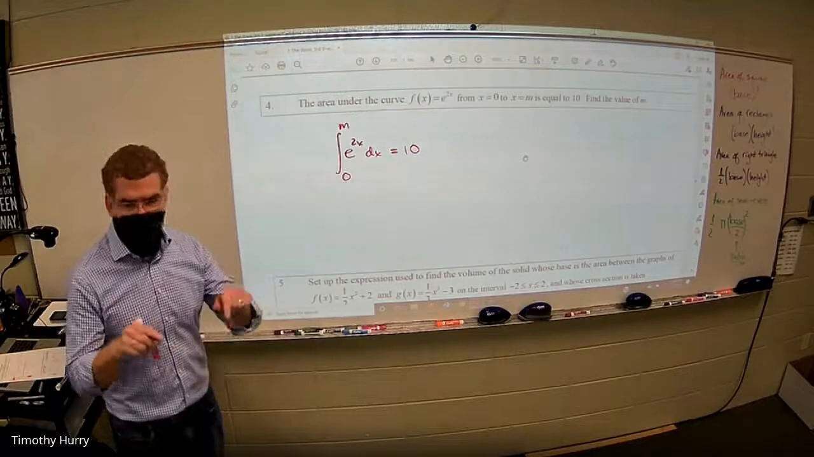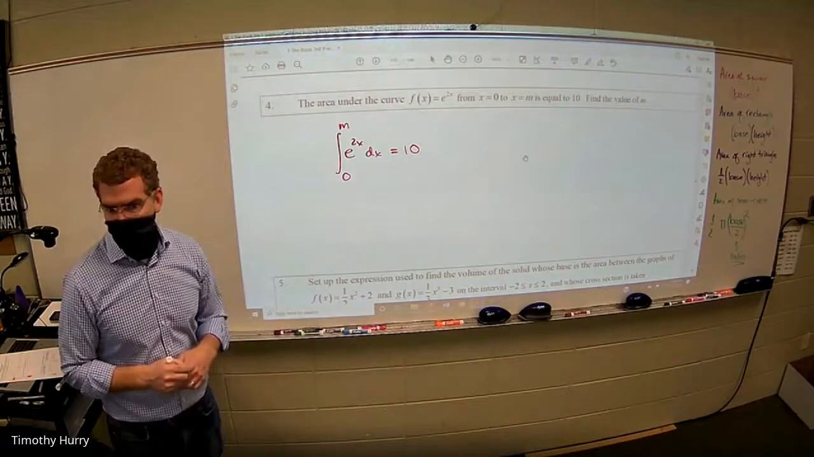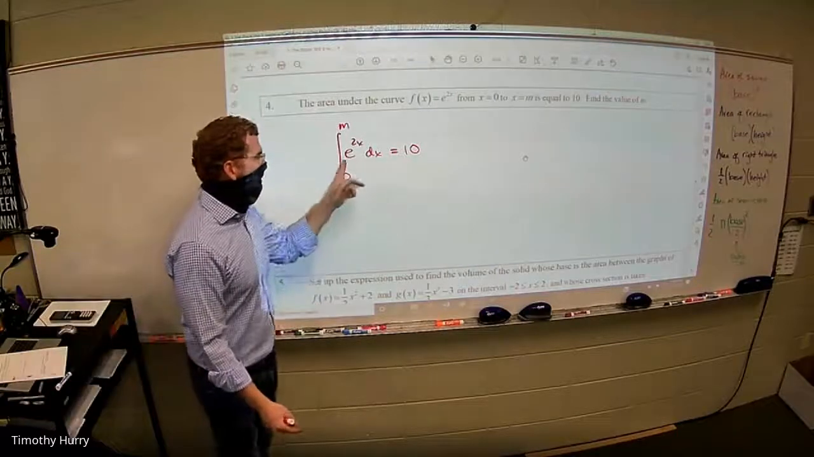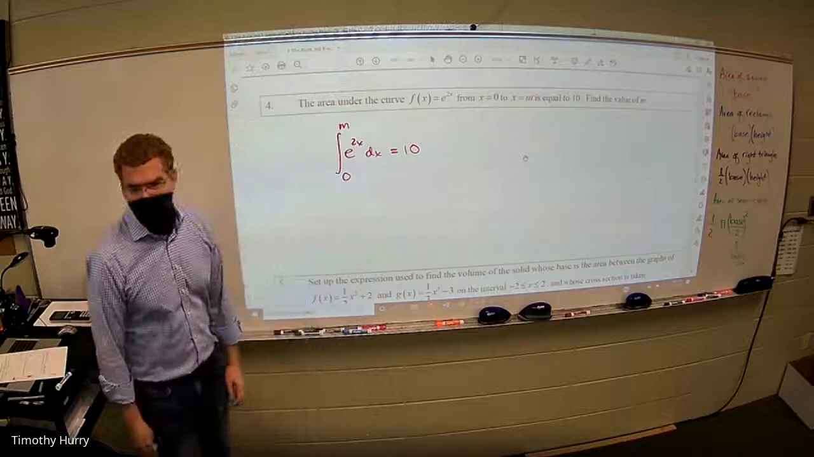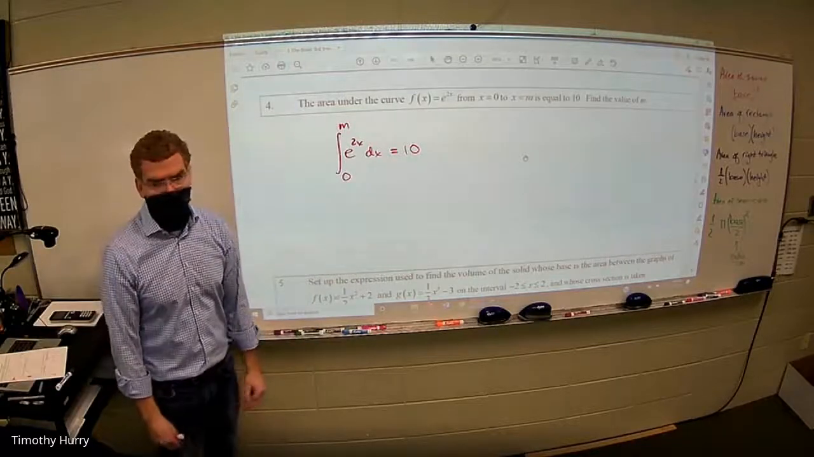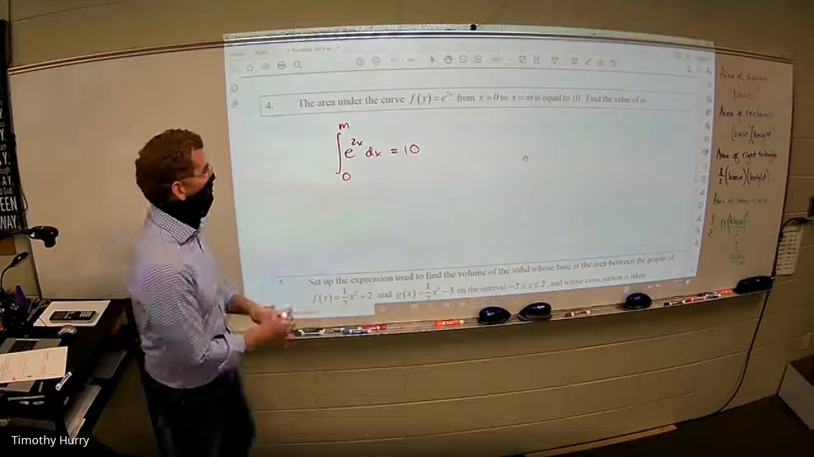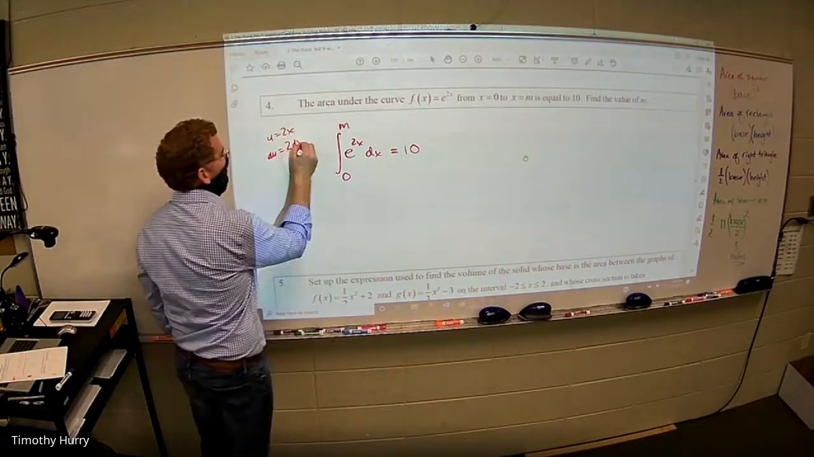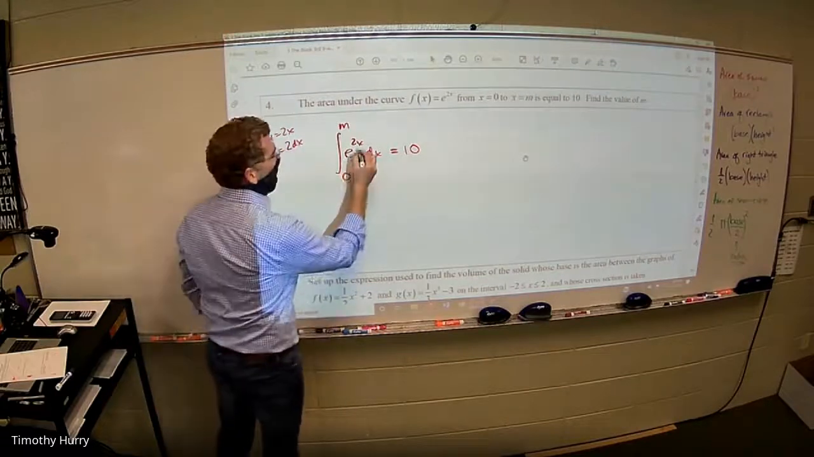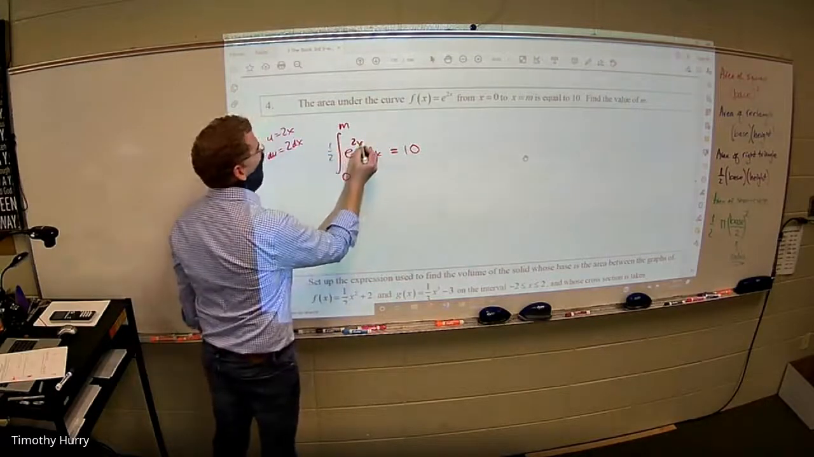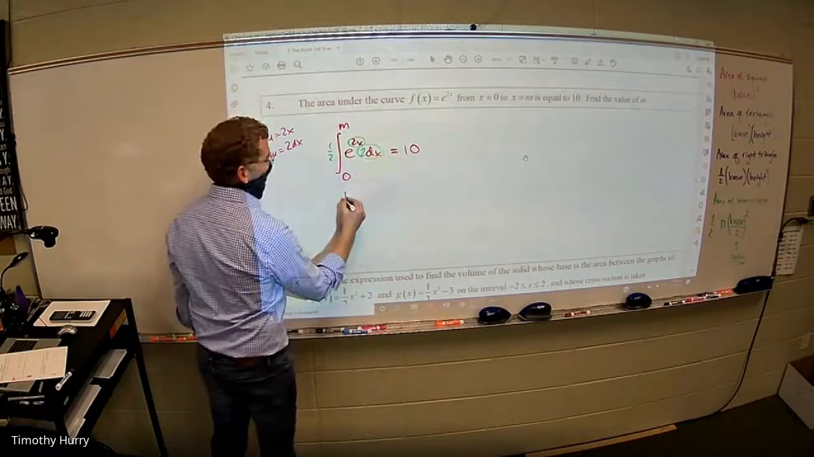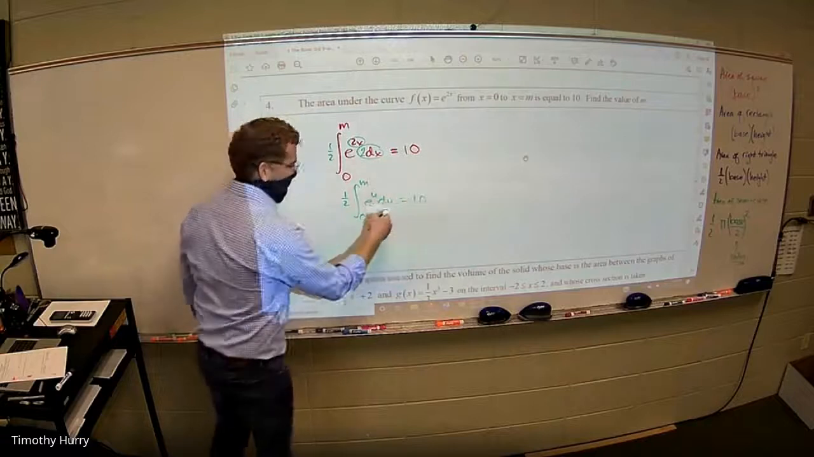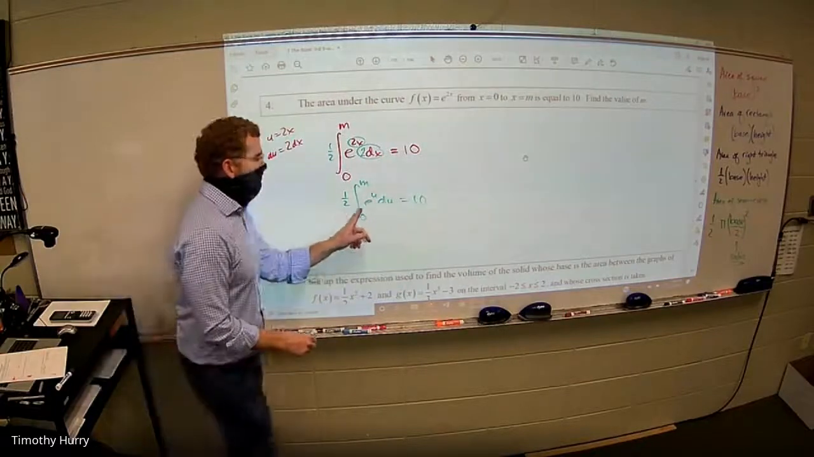Now, if you didn't have a calculator, just start the process. How do you integrate e to the 2x? Nice. Use substitution, because that's not a rule. E to the u is a rule, not e to the 2x. So if u is 2x, then du is 2 dx. So I can make this happen by making it 2 dx and a half. There's my u, there's my du, and I have 1/2 integral from 0 to m of e to the u du, and now I can integrate. So what's the integral of e to the u?